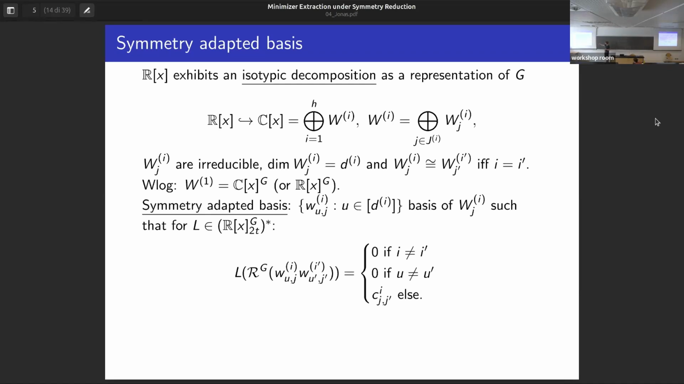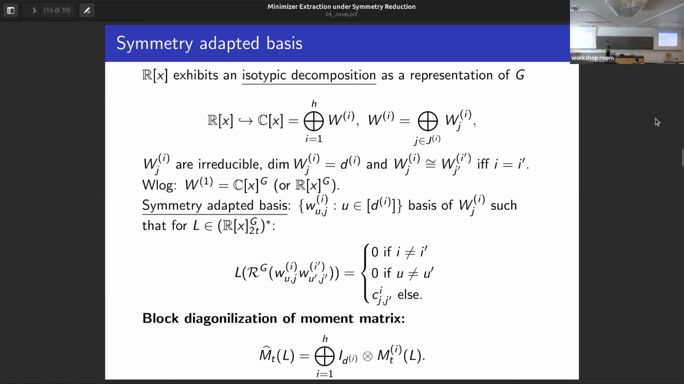Okay, and if you do all of this, and then you plug in the products of the symmetry adapted basis, what you see is this behavior that you get 0 either if the two i's are not identical, or you get 0 if the two u's are not identical. And if both of them are identical, you get these c_{i,j,j'}, which in particular do not depend on the u's. Okay, this might be a little hard to see on first glance, but nothing much is going on.